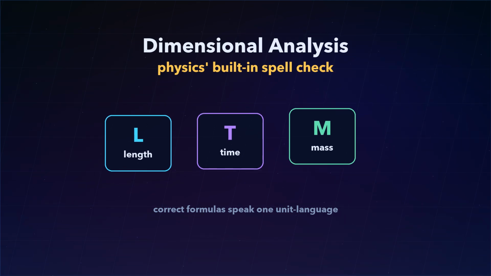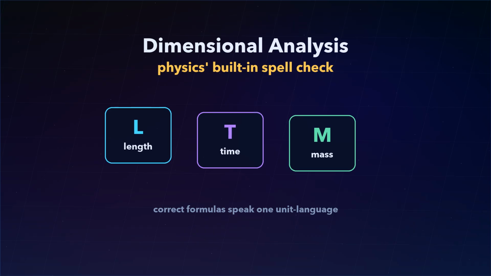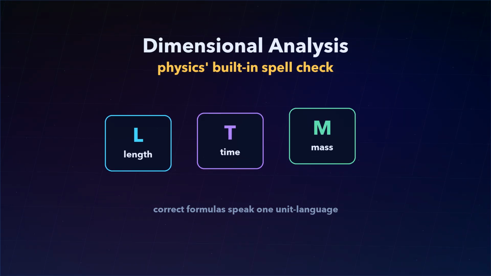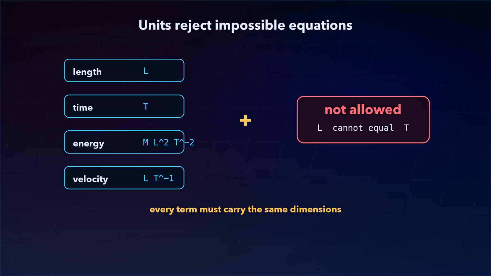Dimensional analysis is physics' built-in spell check. Before you solve an equation, the units can tell you whether the equation is even allowed. A length cannot equal a time. An energy cannot be added to a velocity. Every term in a real formula has to speak the same unit language.